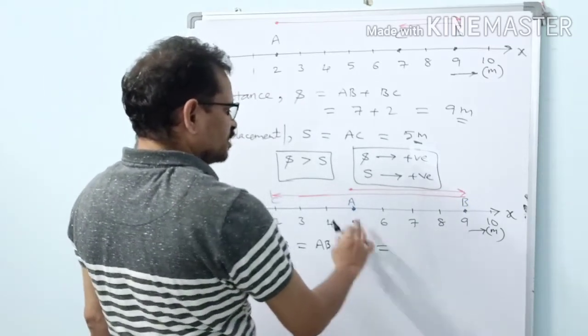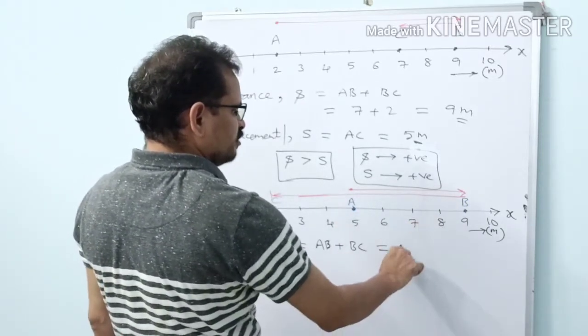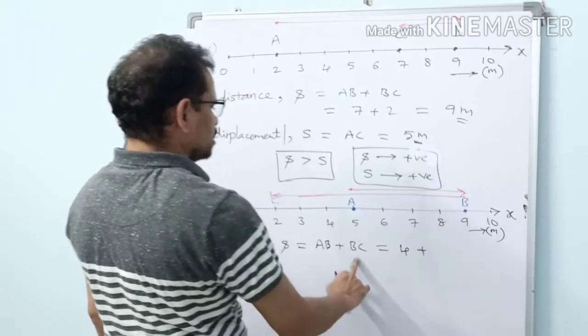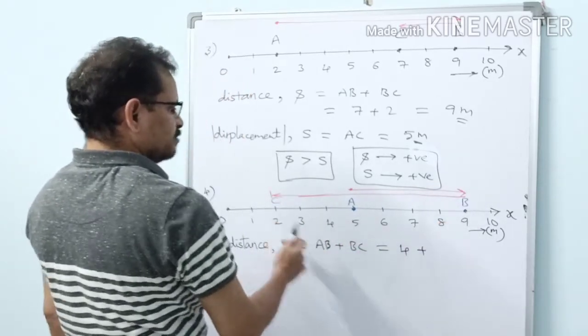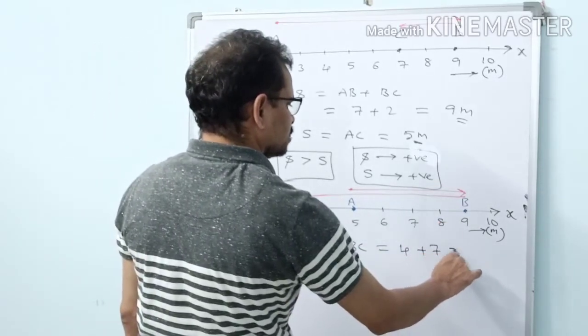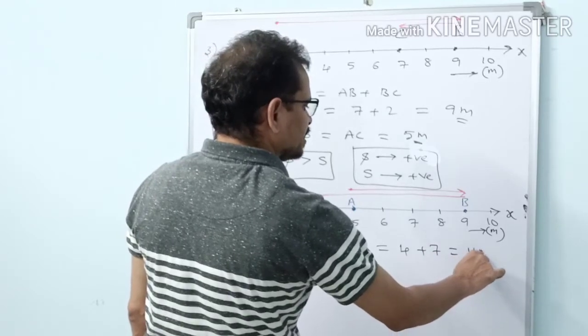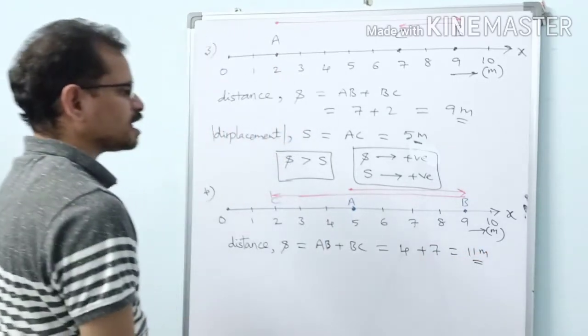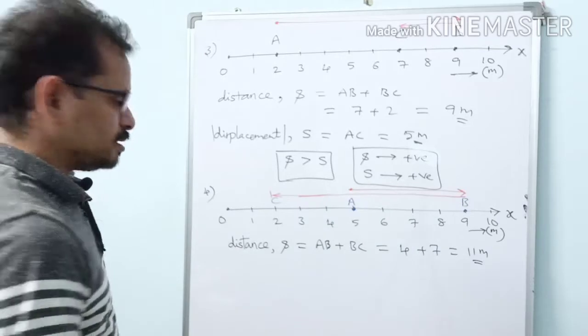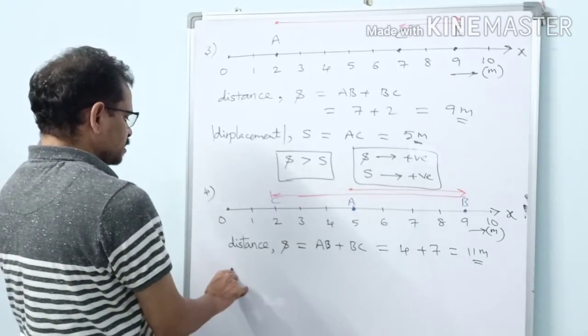So what is the length of AB? 9 minus 5 equal to 4 meters, plus what is BC? 9 minus 2 equal to 7 meters. So this is equal to 11 meters. So what is the distance traveled by the particle? 11 meters. So what is the displacement in this case?